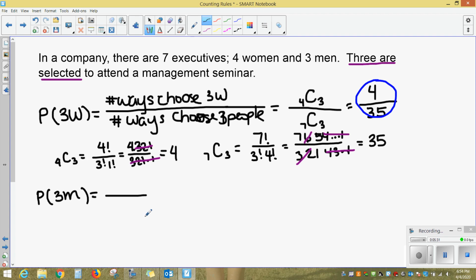Now, in all of these problems the bottom is going to be 7 choose 3. The number of ways that I can choose 3 people is going to be 35. It's not going to change in this example here, no matter how I adjust what I ask. The way that we would get 3 men is, out of the 3 men that we have, we would have to choose all 3 of them. There's only one way to do that. So that probability would be 1 in 35.